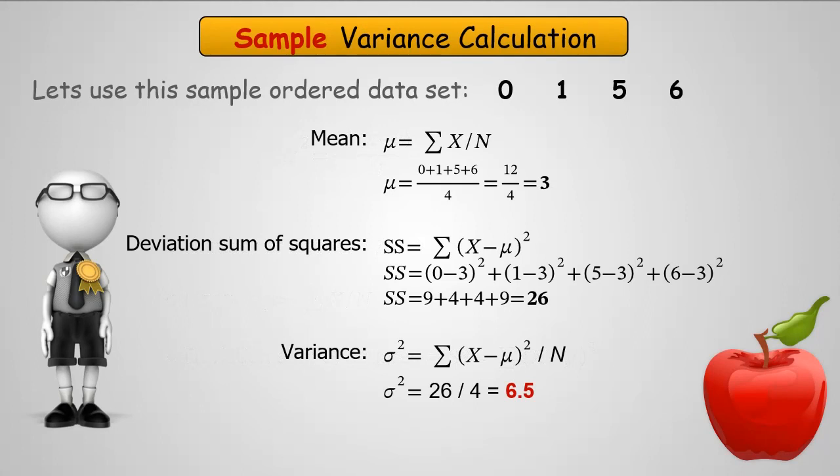So if I plug all this into the formula, you see how I compute the mean as 0 plus 1 plus 5 plus 6 divided by 4. So the mean is 3, 12 divided by 4. The deviation sum of the squares is for each individual observation: 0 minus 3 squared, 1 minus 3 squared, 5 minus 3 squared, 6 minus 3 squared. That comes up with a deviation sum of the squares of 26. And then the variance is going to be 26 divided by the number of entries, 4. So the variance is going to be equal to 6.5.